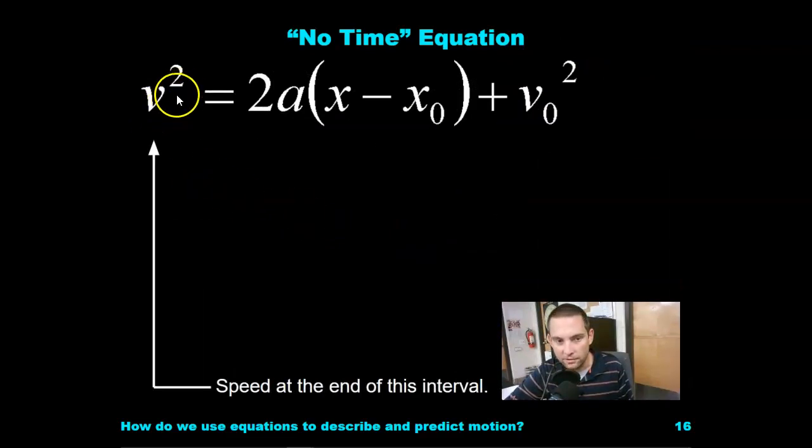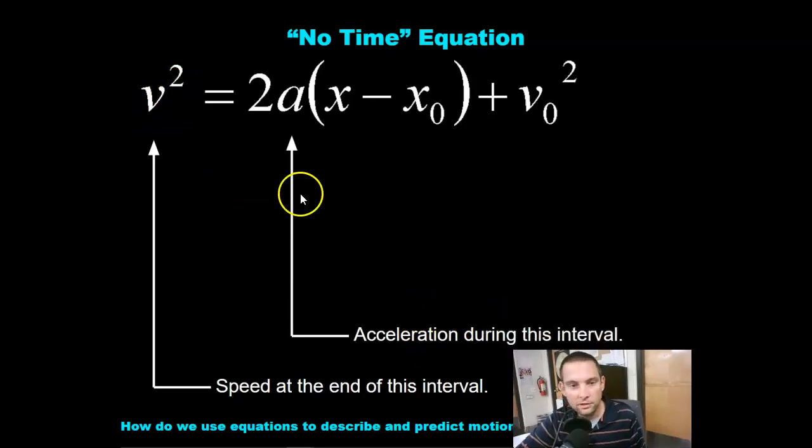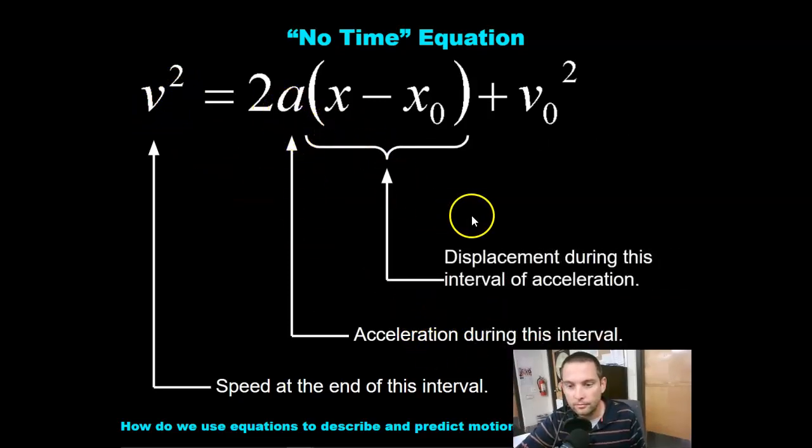v squared, this is our final velocity squared, speed at the end of the interval, acceleration during this interval, displacement during this interval of acceleration, and the initial speed.